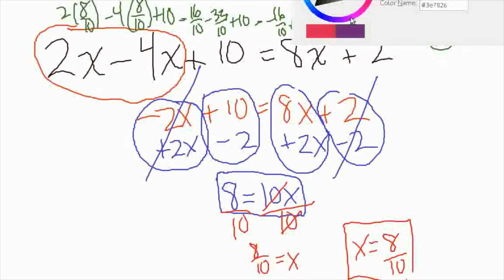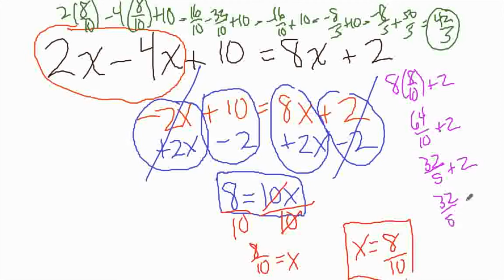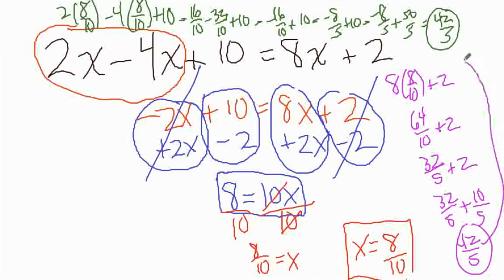All right, now let's do the other one, the right side. So on the right side, we've got 8 times 8/10 plus 2, and that's 64/10 plus 2, or 32/5 plus 2, or 32/5 plus 10/5, which gives 42/5. So lo and behold, both sides evaluated to the same value. This is how you check your solution.